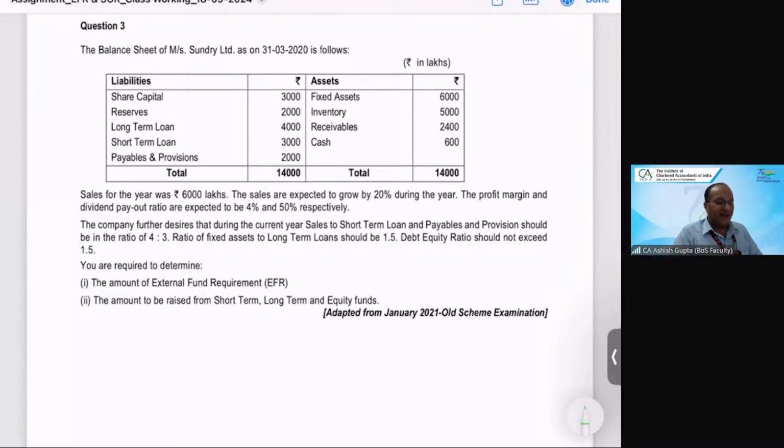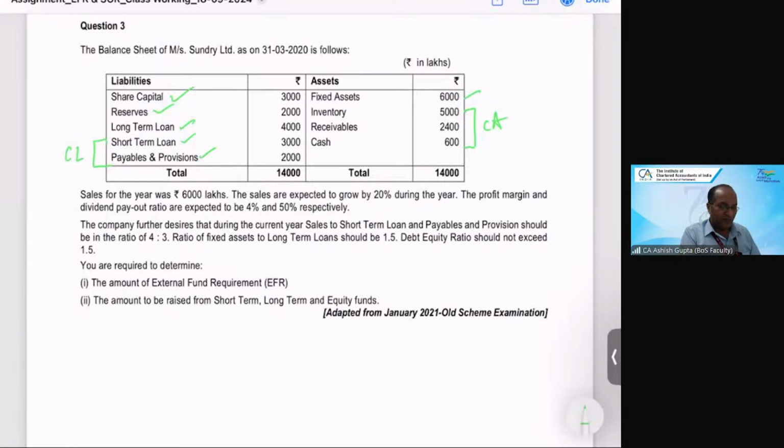Now the question says the balance sheet of Messrs Sundry Limited as on 31st March 2020 is as follows. Now these items have been given to you. Share capital is there, reserves, long-term loans, etc. Here on the asset side, fixed assets, inventory. So all these are our assets or current assets. Here, these items are our current liabilities.